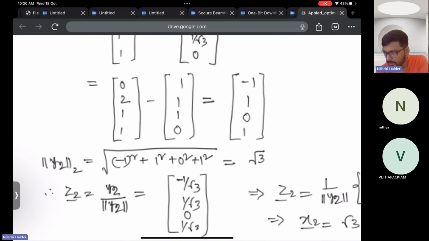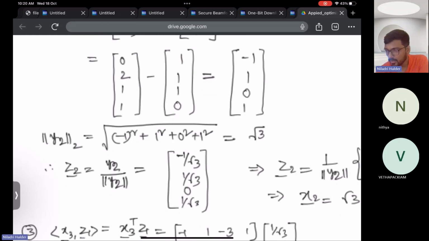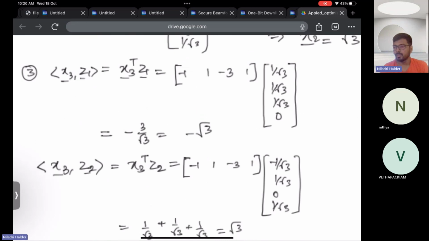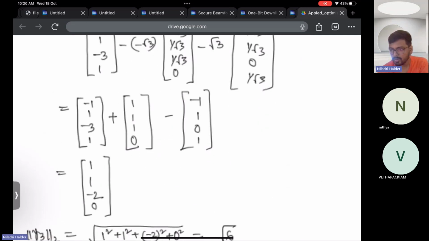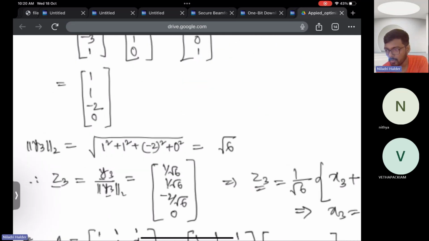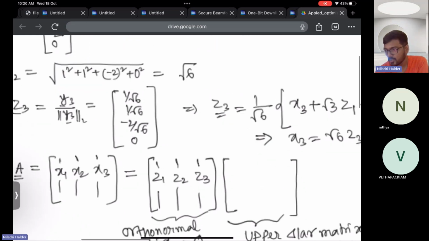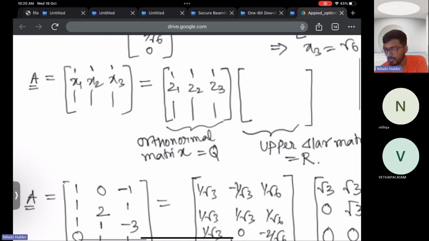That gives y2 equal to minus 1, 1, 0, 1. Then norm of y2 is equal to root 3. So z2 is equal to minus 1 by root 3, 1 by root 3, 0, 1 by root 3. Then in the third step, you need to find the inner product of x3 comma z1 and the inner product of x3 comma z2. Both we have calculated, then subtracted those portions. Ultimately we get y3 equal to 1, 1, minus 2, 0. Then norm of y3 is equal to root 6. Then z3 is equal to 1 by root 6, 1 by root 6, minus 2 by root 6, and 0. So these are the orthonormal vectors.